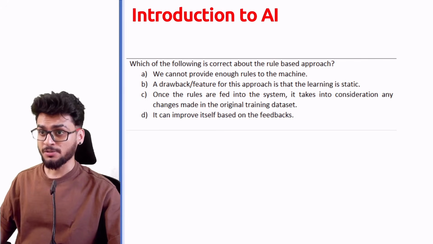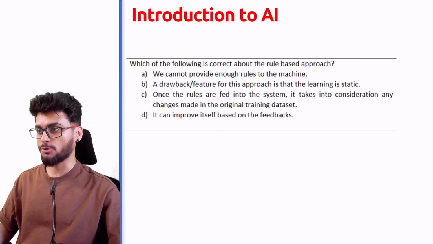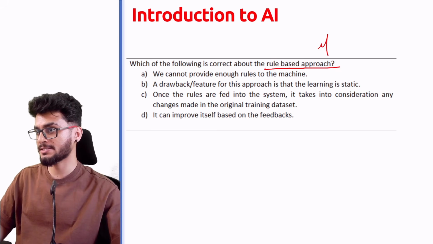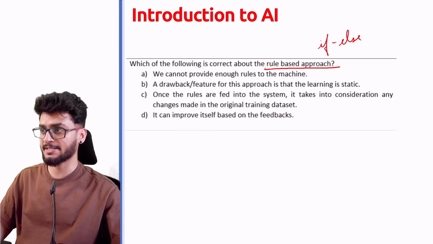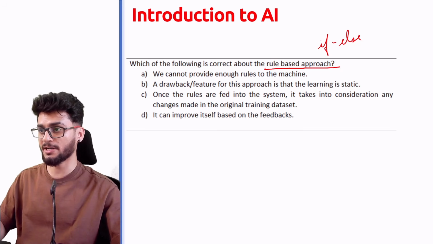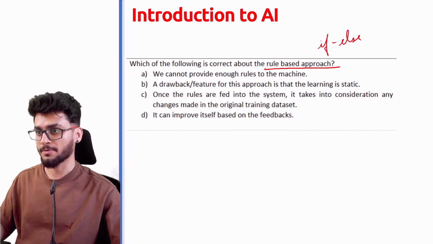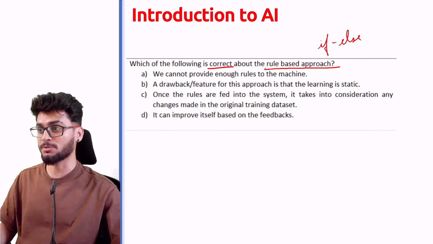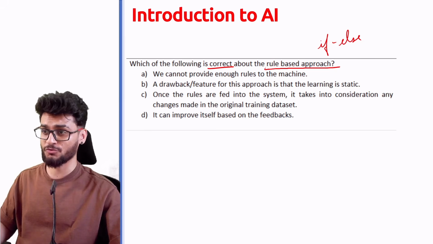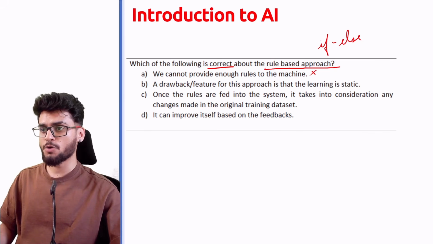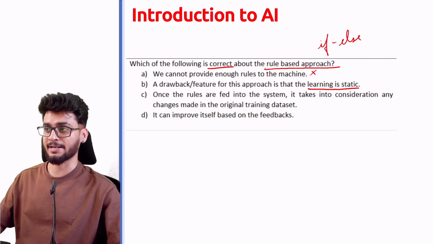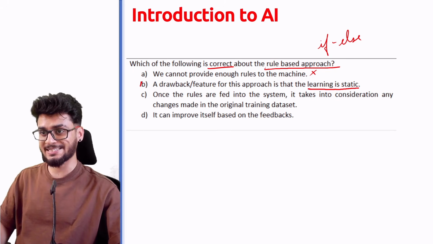Let's look at the next question. Which of the following is correct about rule based approach? So we have to talk about the rule based approach, also known as if else. This is where you give conditions to your AI model and then according to those rules your AI model gives the output. So which one is correct? We cannot provide enough rules to the machine. It's not that. You can always provide enough rules to the machine. A drawback of this approach is that the learning is static. It means your learning will remain constant. With time it won't increase unless and until you add more conditions. So this is the correct answer for this.